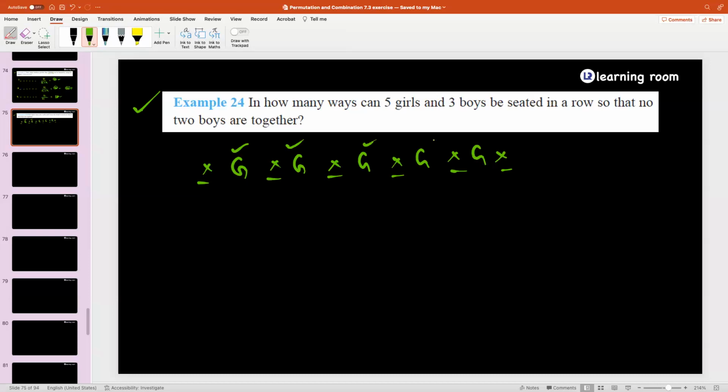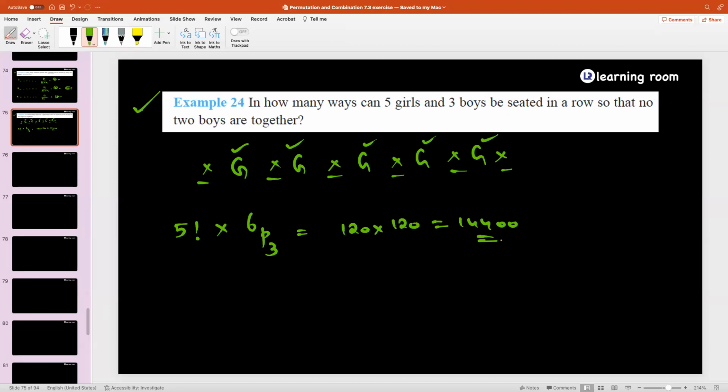These 5 girls can be arranged among themselves in how many ways? They can be arranged among themselves in 5 factorial ways. Into how many blank spaces are there? 1, 2, 3, 4, 5, 6. In the 6 blank spaces, you can make the 3 boys sit. So it is 6P3. Am I right? Yes, sir. 5 factorial is 120, into 6 factorial by 3 factorial, which will also be 120. So it should be 14400.